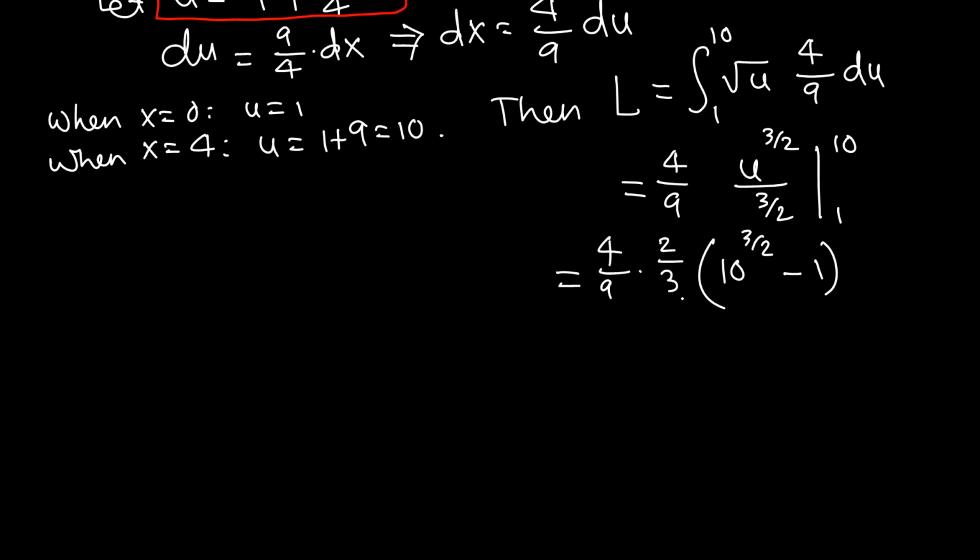I mean, you can go for decimals, but that's not desired here. We always want to find the exact value. Here no cancellation, so this is 8/9 times 3, 27. 10 raised to 3 halves minus 1. Final.